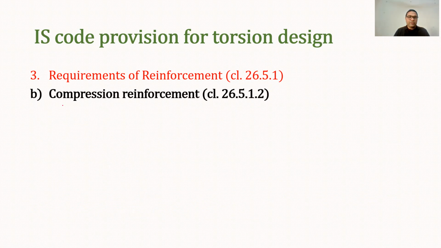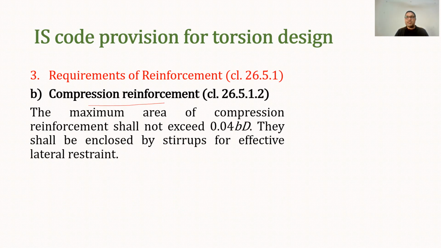Then we have requirements for compression reinforcement also. If we provide compression reinforcement, then it should also satisfy the maximum area limit. There is no limit for the minimum area, but the maximum area of compression reinforcement shall not exceed 0.04 times bd. And they shall be enclosed by stirrups for effective lateral restraint.